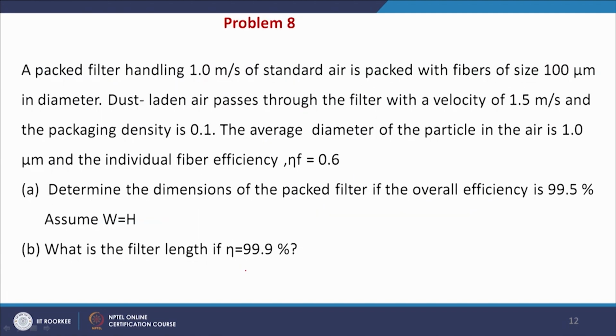Problem number 8: a packed filter having 1.0 meter per second of standard air is packed with fibers of size 100 micrometer in diameter. Dust laden air passes through the filter with a velocity of 1.5 meter per second and the packaging density of 0.1. The average diameter of the particle in the air is 1 micrometer and the individual fiber efficiency is equal to 0.6. So, determine the dimensions of the packed filter if the overall efficiency is 99.5%, assume W equal to 8, and what is the filter length if eta is equal to 99.9%.